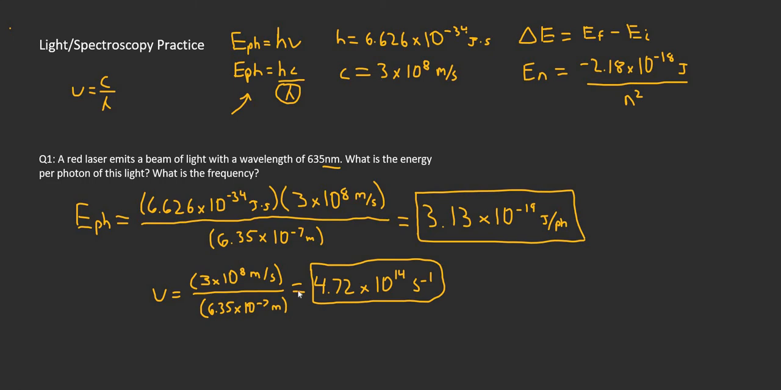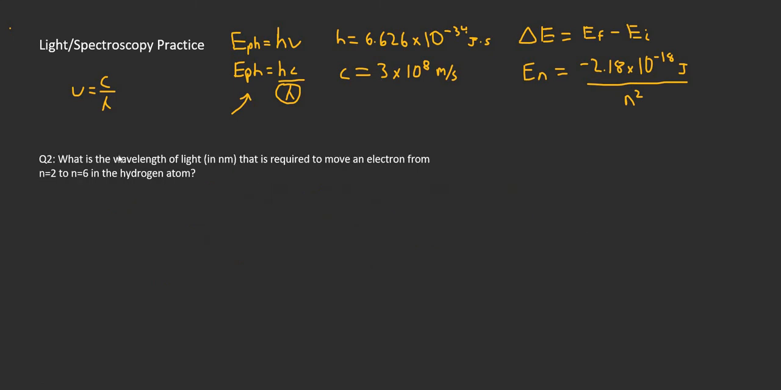So that wraps up question 1, and we'll move on to question 2, which deals with spectroscopy and the Bohr equation. So here is question 2. What is the wavelength of light in nanometers that is required to move an electron from n equals 2 to n equals 6 in the hydrogen atom? Let me draw you a quick visual of what this is going to look like.